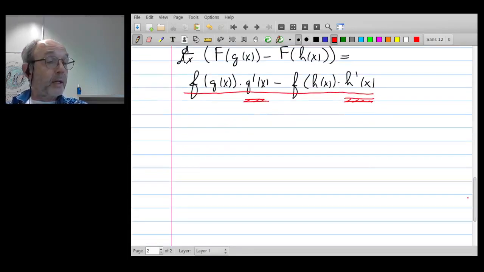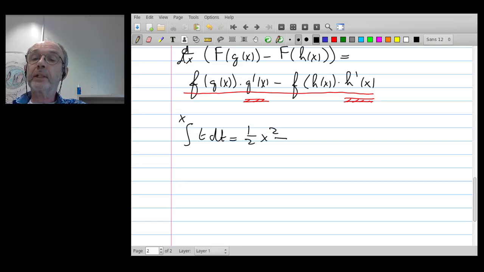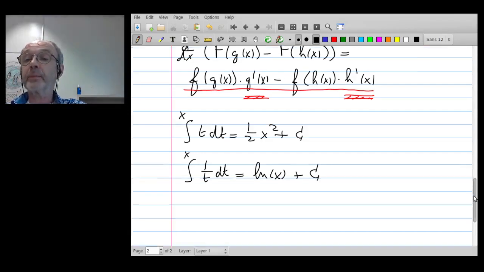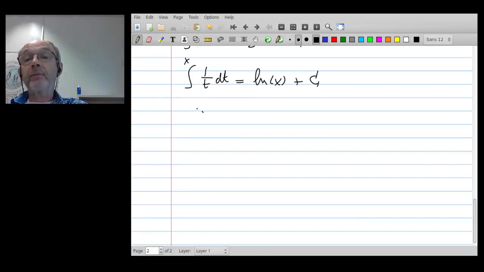Now you have to know certain integrals, just so that you have them in mind. I have already given this one: the integral of t dt gives you 1/2 times x squared plus some constant. Don't forget the c. You can also integrate 1 over t dt, and you know there is a name given to it, that is the ln of x plus some constant. Don't forget those constants. And now you can go on with it.